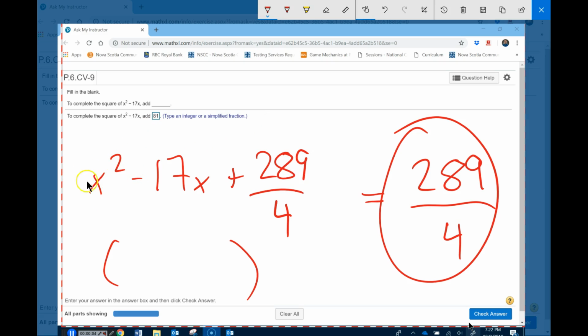So how we take this down, perfect square trinomials are beautiful. We take the square root of the left term, in this case x, and put it in the left side of our bracket. We take the square root of our right term, which we know is going to be 17 over 2, right? Just the opposite of what we did.